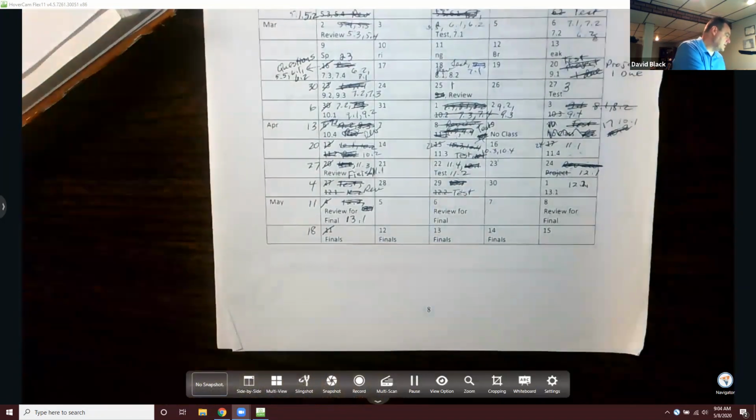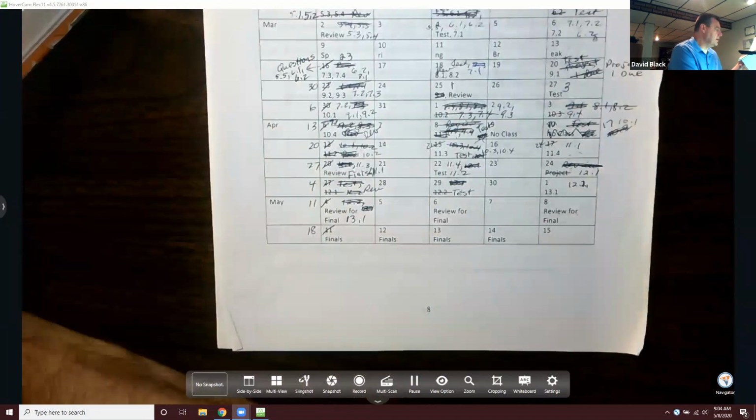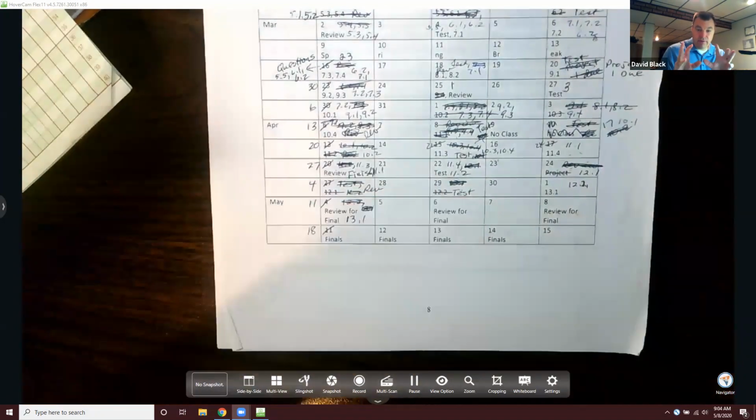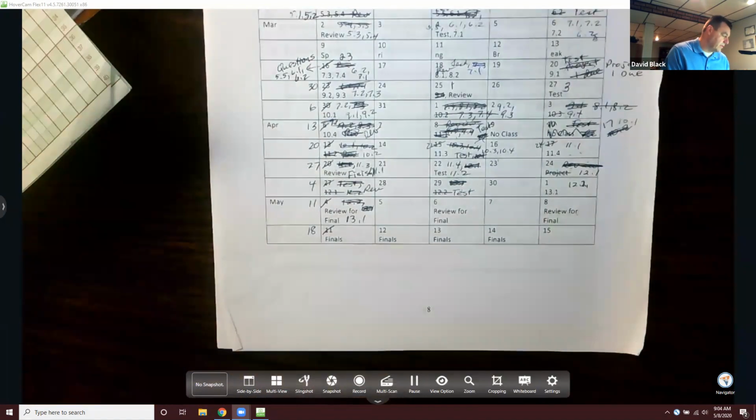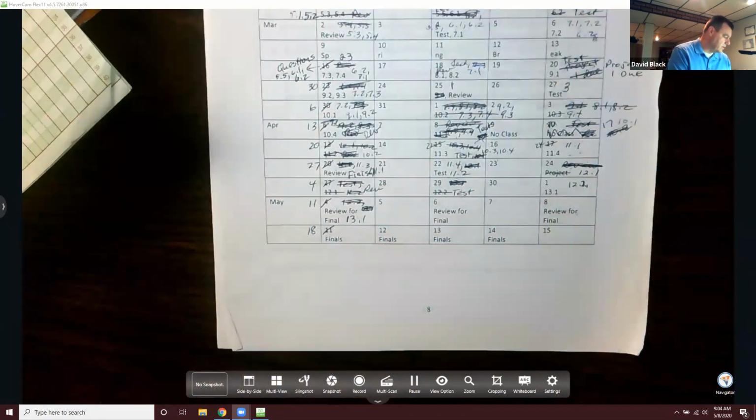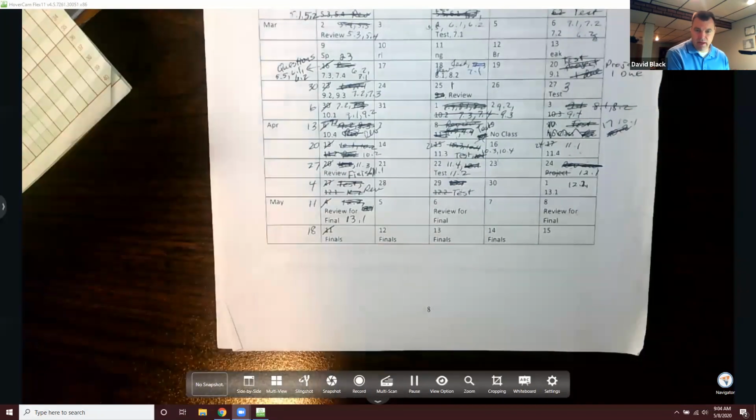As far as the test went on Wednesday, on this test, there's usually the great divide. You know, a lot of times I get really high scores and I get really low scores. We saw some of that in our class. Overall, I thought the scores were pretty good. We didn't have any scores in the 90s, but we had several in the 80s.